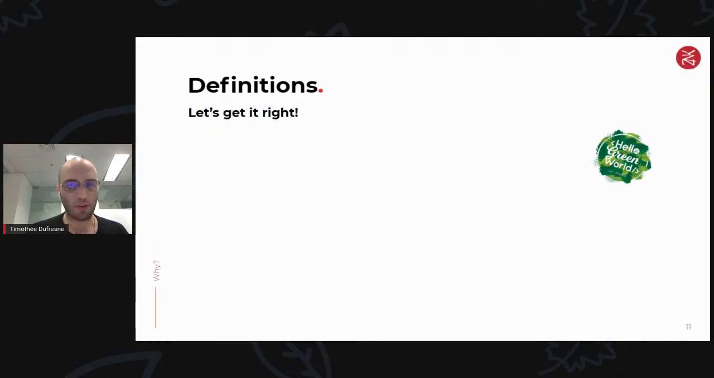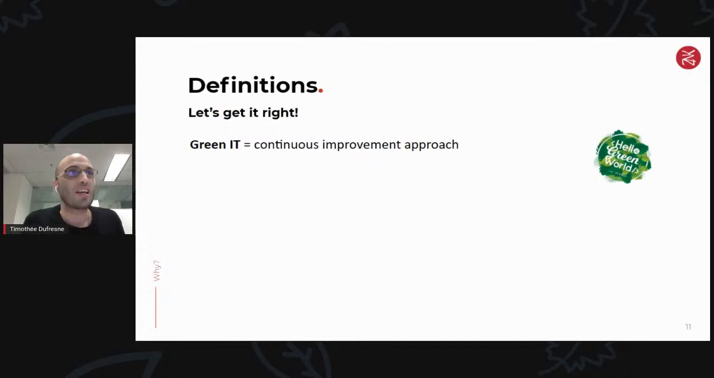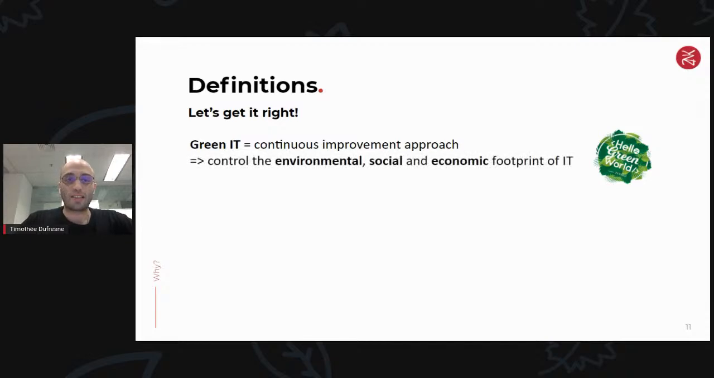So now let's go for some quick definitions. Green IT is a continuous improvement approach, and for us at Zenika, it is something that speaks to us a lot, because Zenika is an anagram of Kaizen, and we really believe in this continuous improvement. So what is it? It controls these three P's: the environmental, social, and economic footprint of IT.